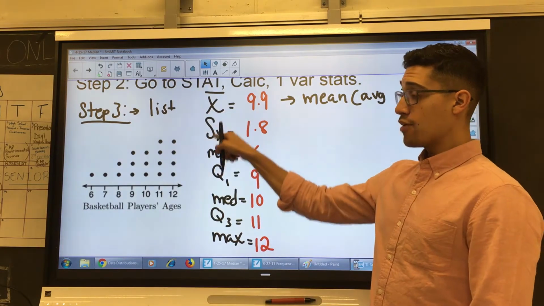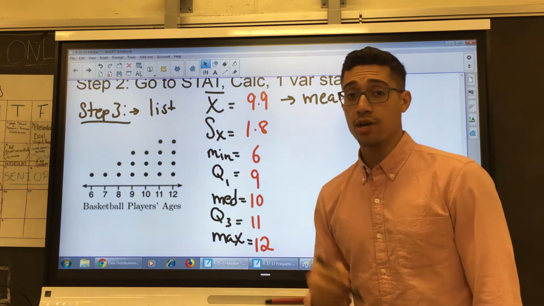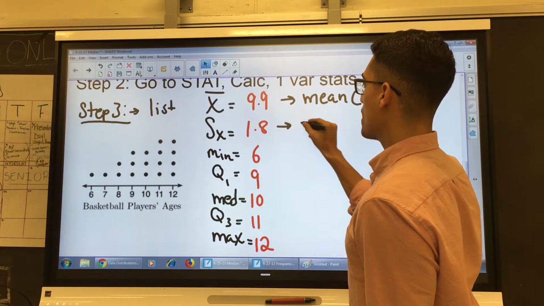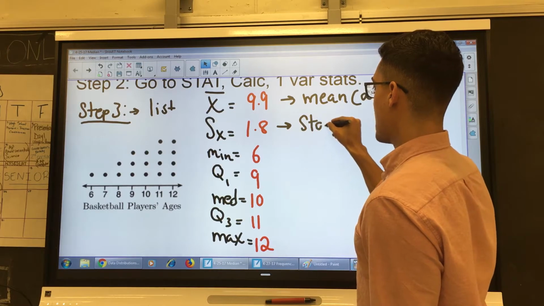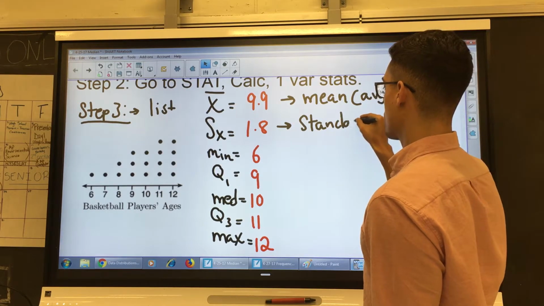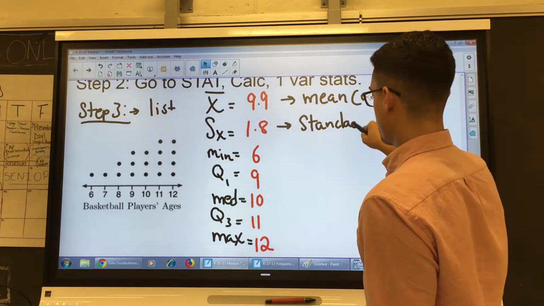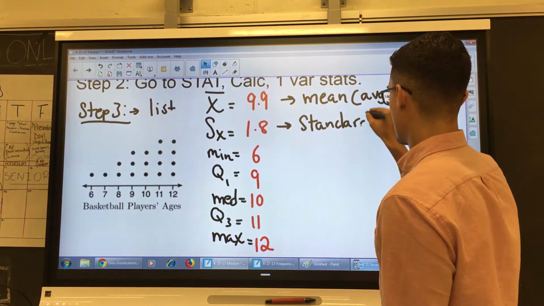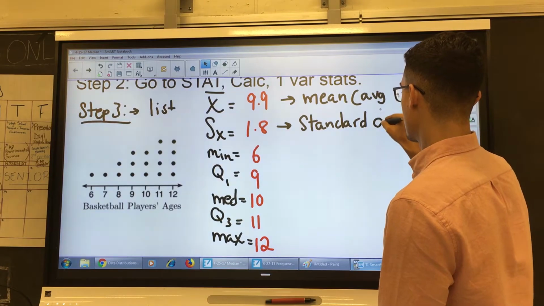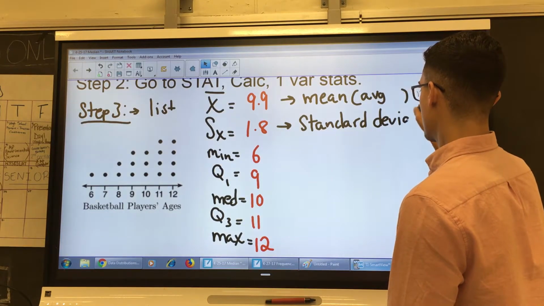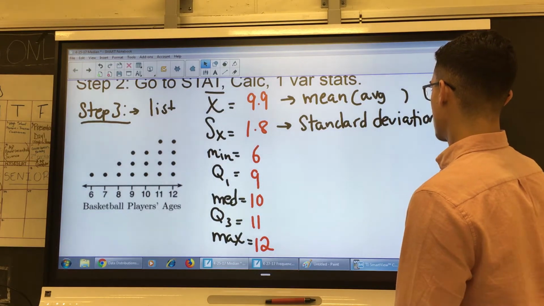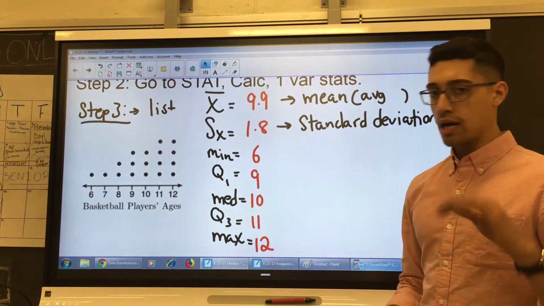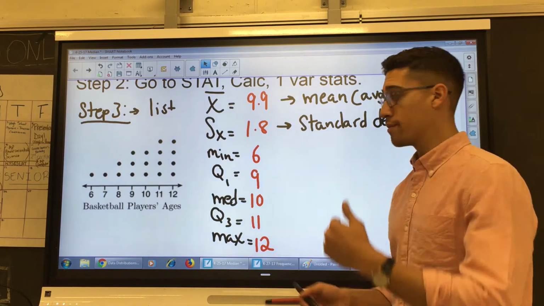Then this is very new. So this is like completely ninth grade. The big S with the X, that value is known as the standard deviation, okay? Now, obviously, the other ones are kind of self-explanatory, but I'll go through them.